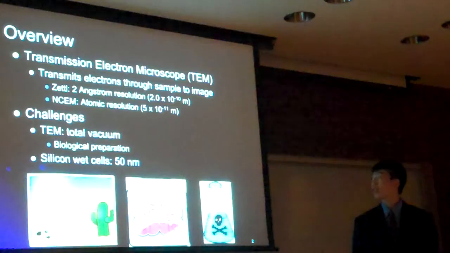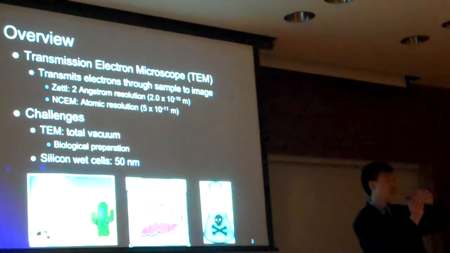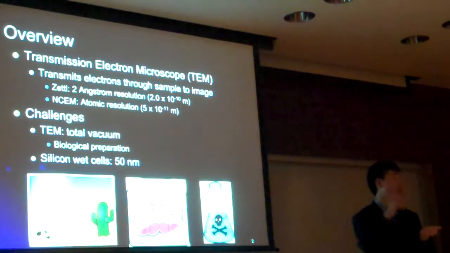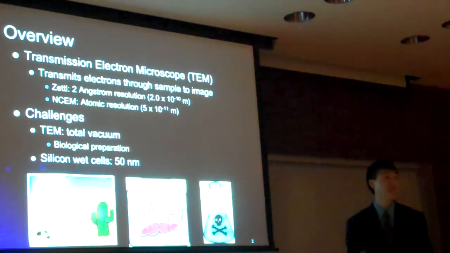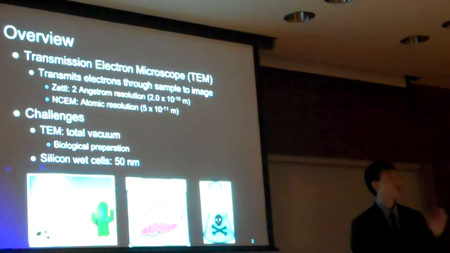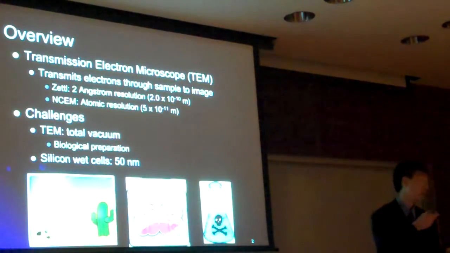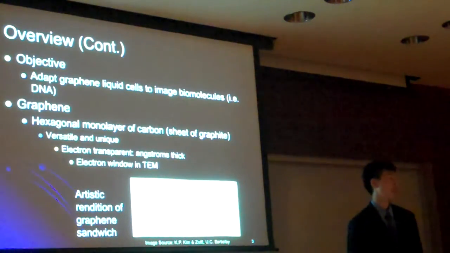So there has been research done, and they've developed silicon wet cells, where basically they have this silicon chamber where they can have liquid inside, and they'll be able to image biomolecules. So that's good. But the thing is that the windows are 50 nanometers, so it actually creates interference, and you get resolution problems. So this is where our research comes into play.